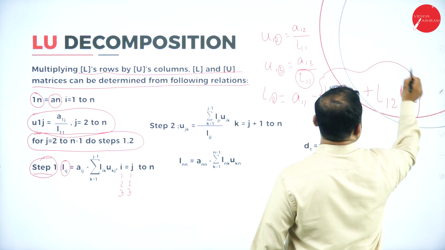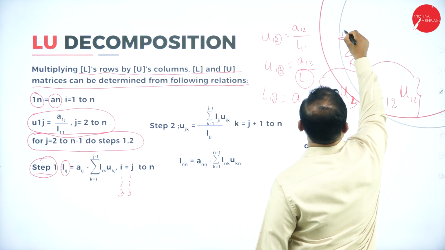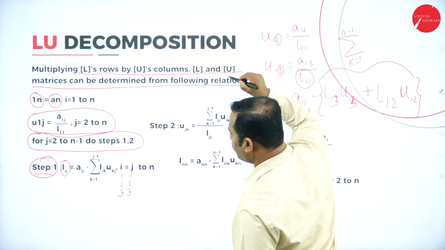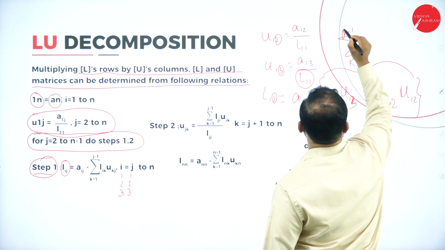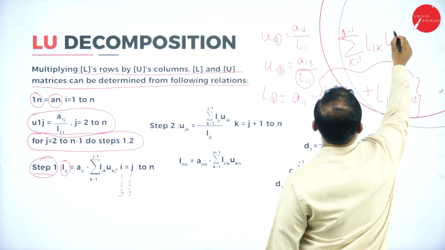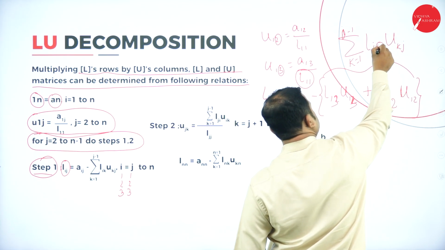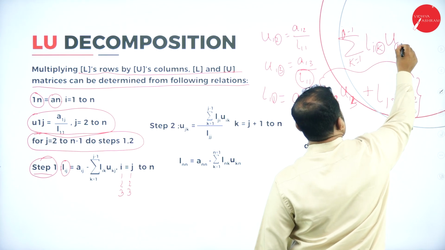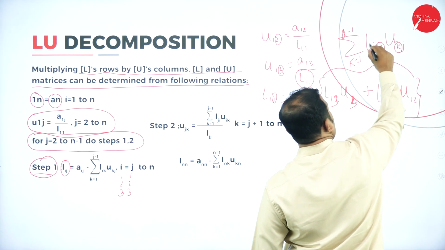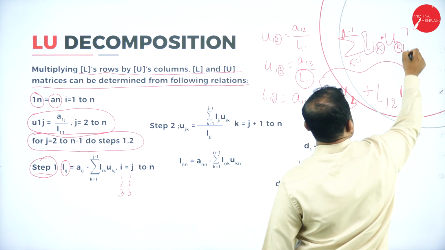This entire thing is represented as summation k equal to 1 to n minus 1, or j minus 1, of L_ik U_kj, because the number of columns of this must be equal to the number of rows of this term. So then the multiplication of L and U is possible.